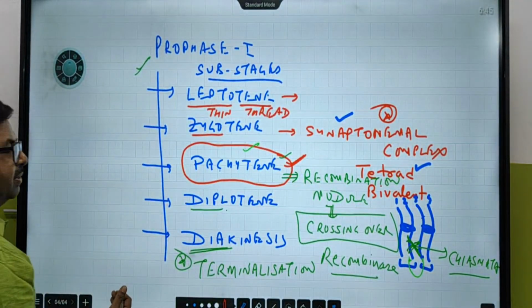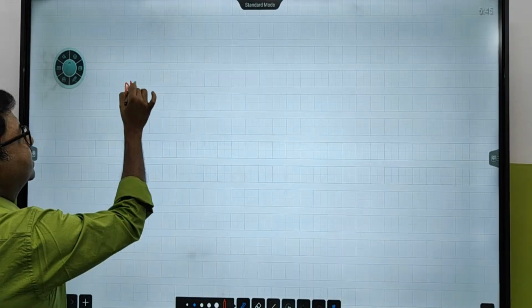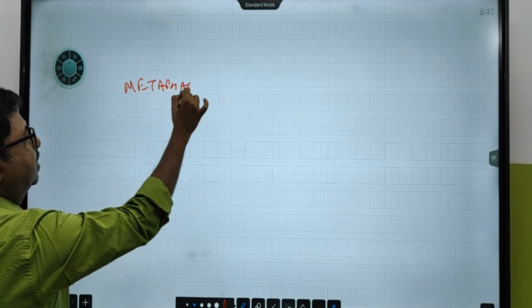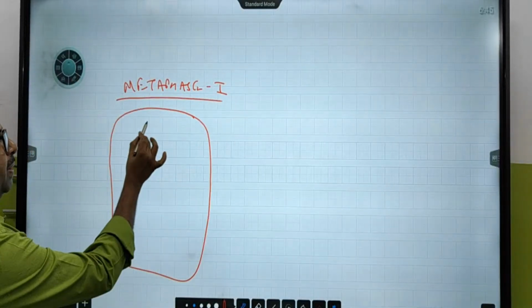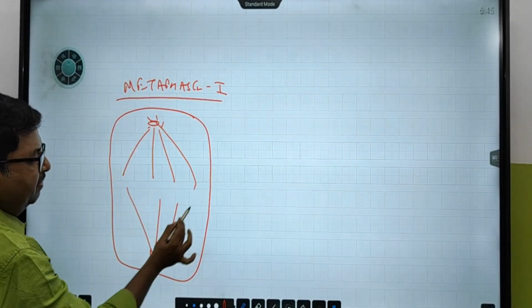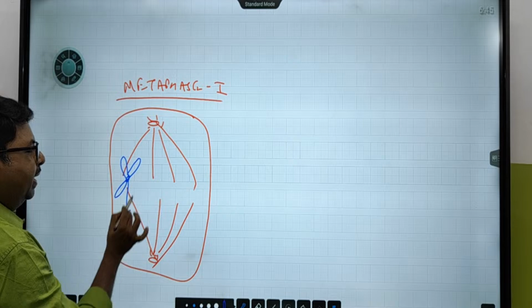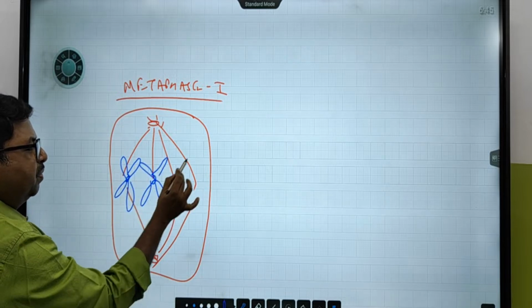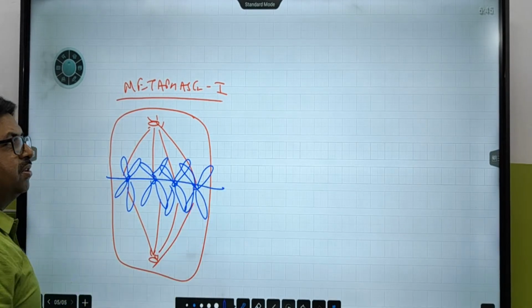What happens after that? After the exchange has occurred, what is going to happen? Metaphase 1. So in metaphase, what is going to happen? We know the term is called equatorial plate. Remember? Equatorial plate. This is the centriole, and this is the centriole, and this is the aster formation, which ultimately forms into spindle fibers, and the chromosomes arrange themselves in the equatorial plate. So this is the equatorial plate.